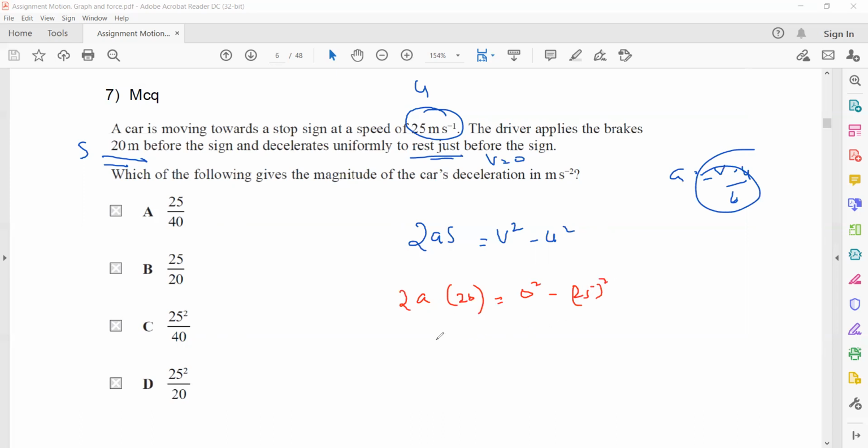So 2 multiplied by 20, that's 40, and that will be the divisor. So it will be 0 square minus 25 square, divided by 40. And they are only asking for magnitude. They did not ask for sign. So it is minus 25 square divided by 40, but they are only asking for magnitude. So the magnitude will be equal to C. Is this question clear?